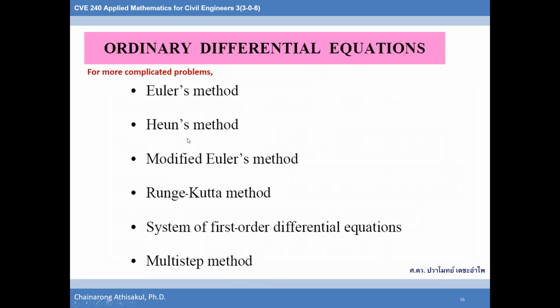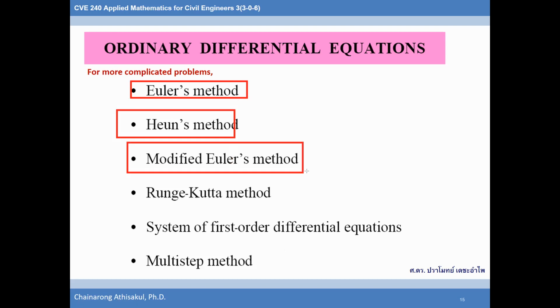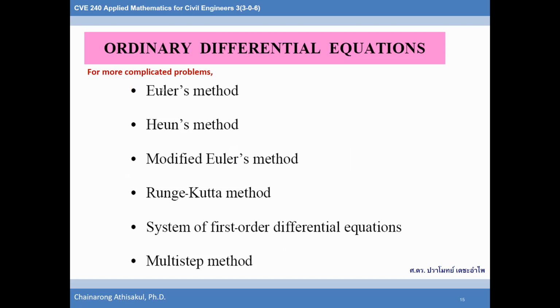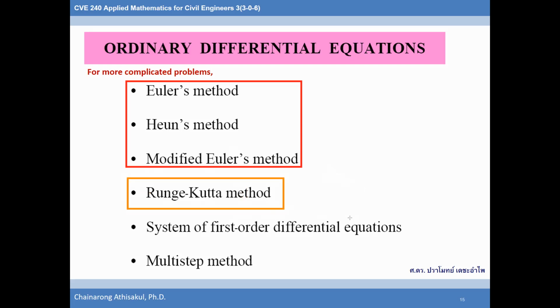And if the equation is not a simple case like that, if it is not a polynomial function, what can we do? This time, we will study 4 methods: the Euler method, Heun method, and modified Euler. That is for today. We will focus on these three methods first. And after that, on Monday, we will move to the Runge-Kutta method.